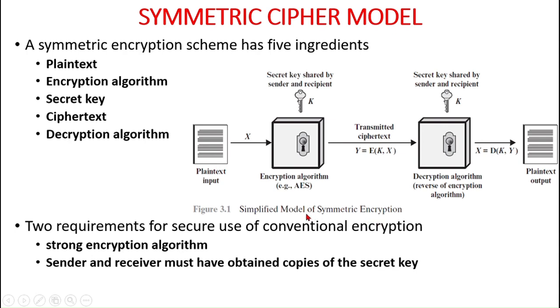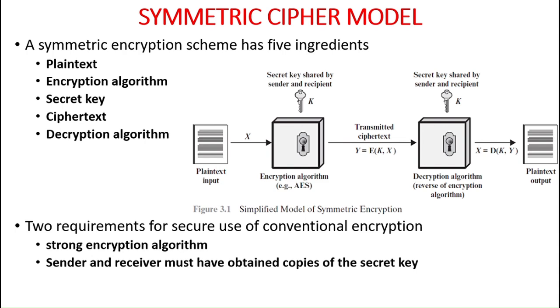In this there are majorly 5 components, or we can say a symmetric encryption scheme which contains 5 ingredients: plain text, encryption algorithm, secret key, ciphertext, decryption algorithm. So the first point is plain text. Plain text is whatever the user needs to send, whether it is audio, video, text, numbers, or any form of data we need to send to the receiver.